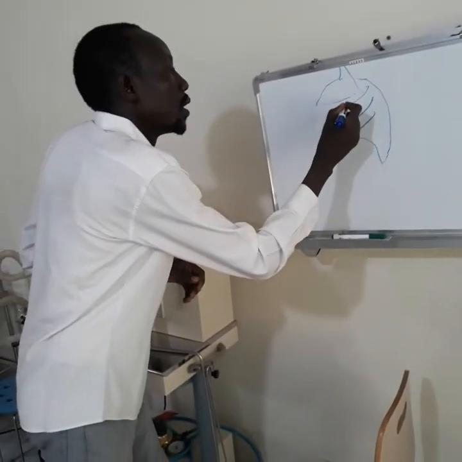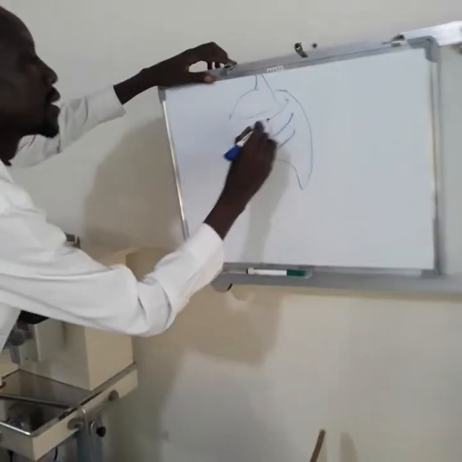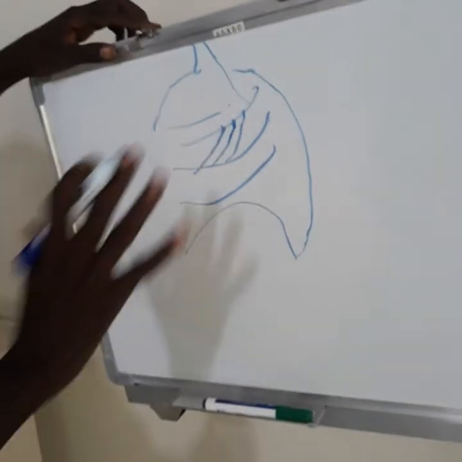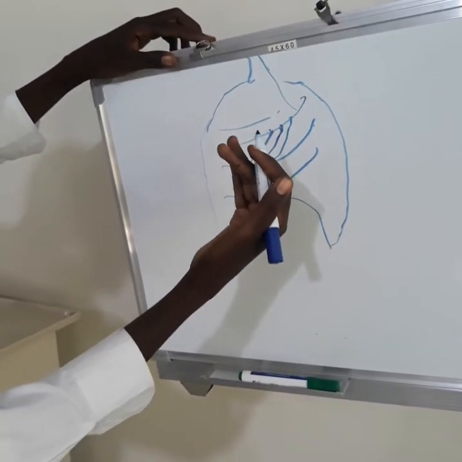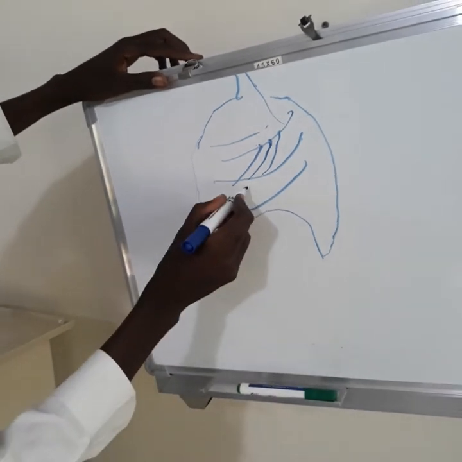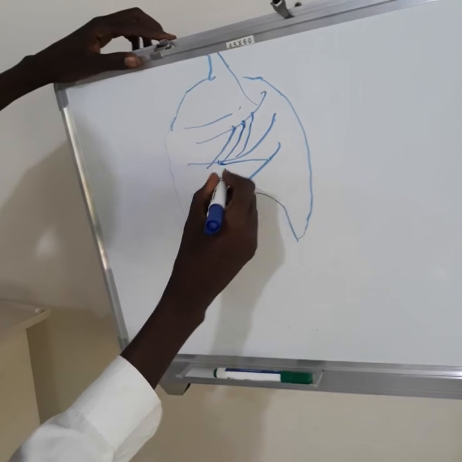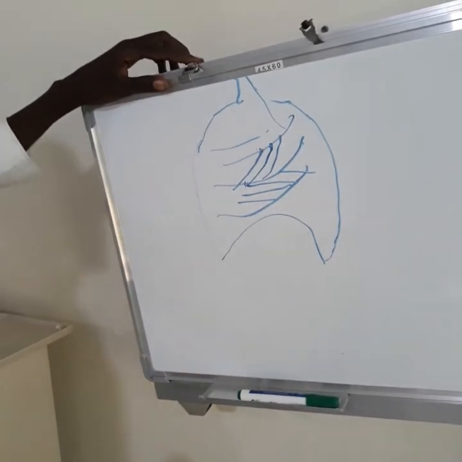The ribs are connected with external intercostals. The external intercostals run obliquely downward and forward. Also, you have internal intercostals, and they run obliquely backwards.